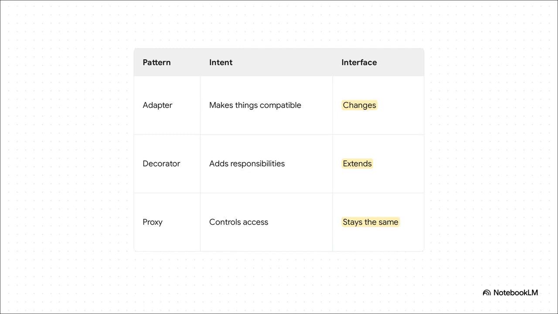The adapter's job is to change an interface to make it compatible with something else. The decorator's job is to add new responsibilities while keeping the interface exactly the same. And the proxy also keeps the same interface, but its goal is to control access to the object. So just ask yourself, am I changing, adding, or controlling? That'll point you to the right one.